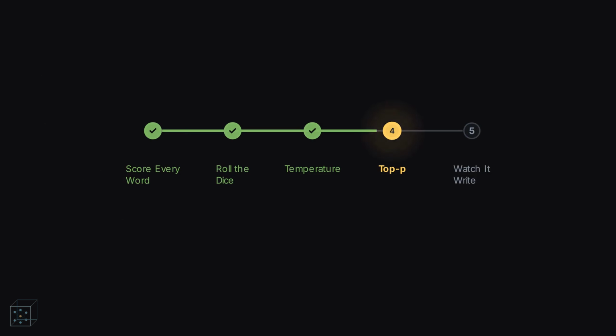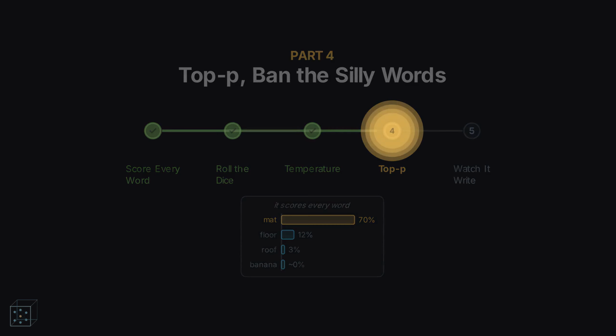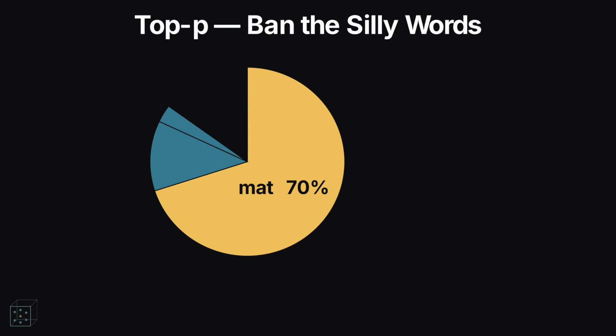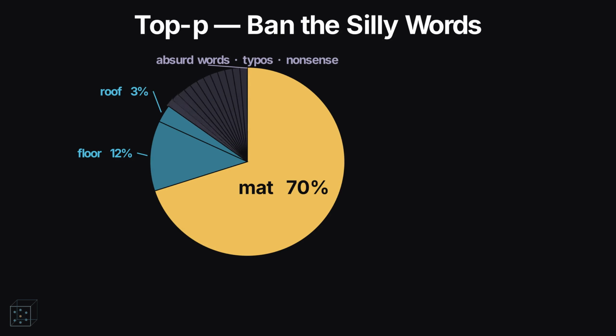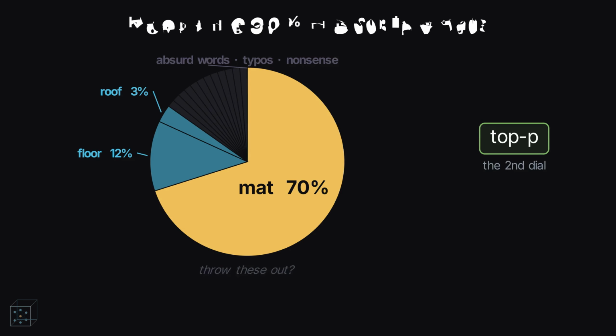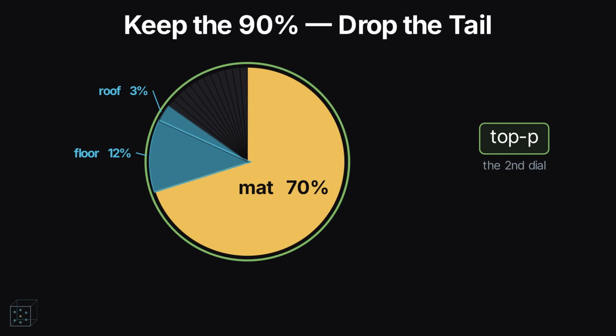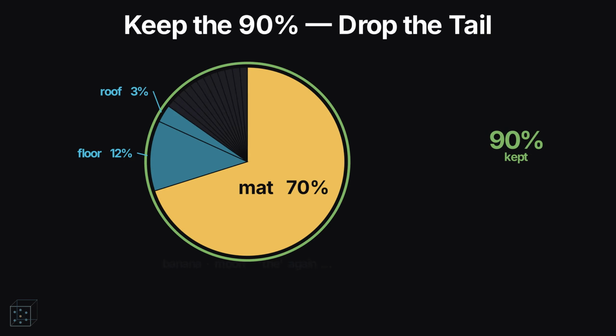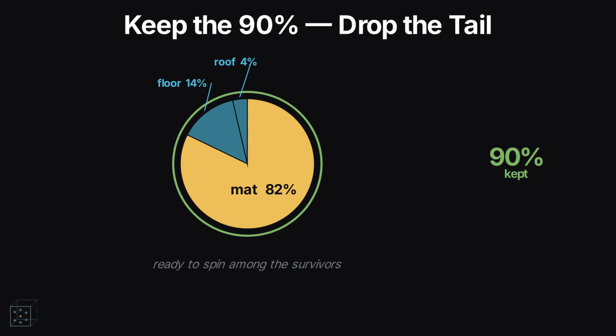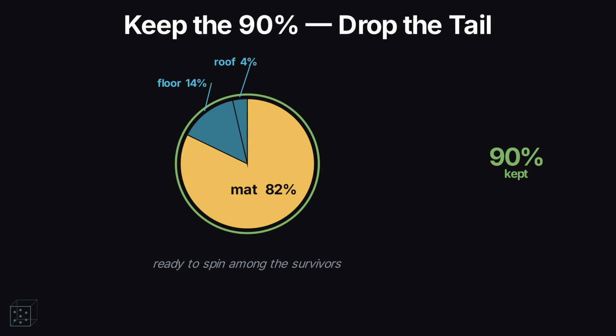Part 4, Top P, ban the silly words first. Here's the problem temperature leaves behind. The wheel still has thousands of tiny slices on it. Every absurd word, every typo, every word that makes no sense here. We'd love to throw those out before we ever spin. That's the second dial. So with Top P at 90%, the model keeps mat, floor, maybe roof, the words that together cover 90% of its confidence. Banana, moon, the twice in a row, all the silly tail just gets quietly banned before the dice even roll.